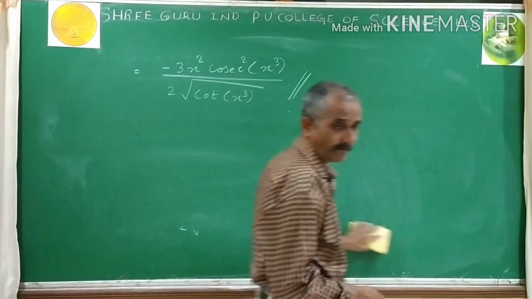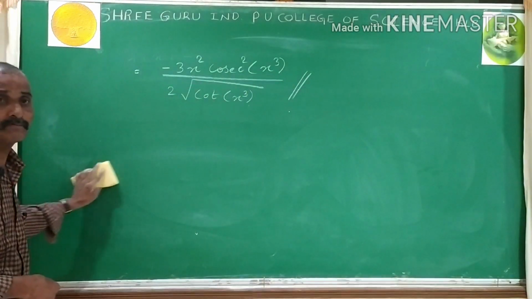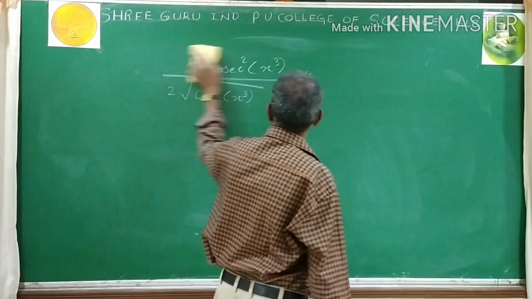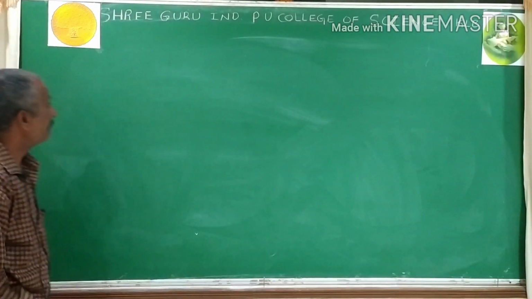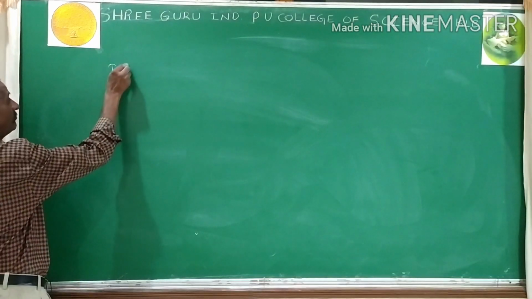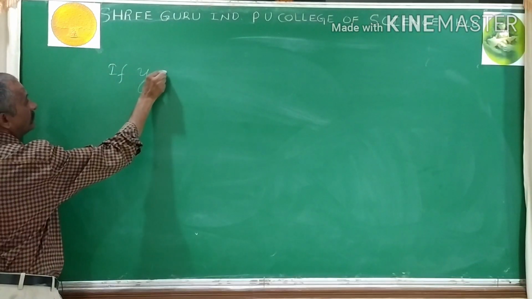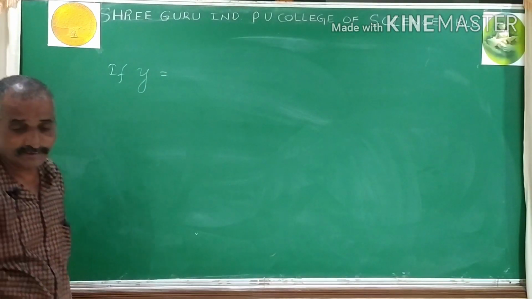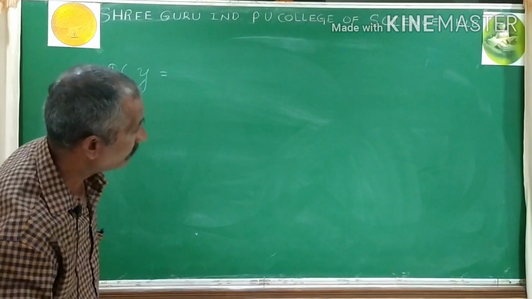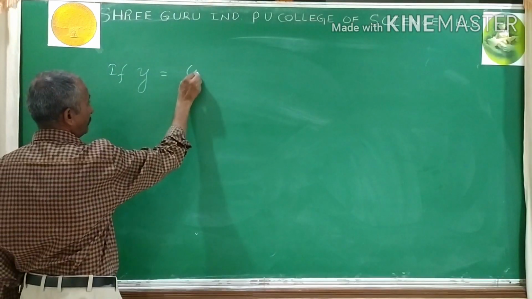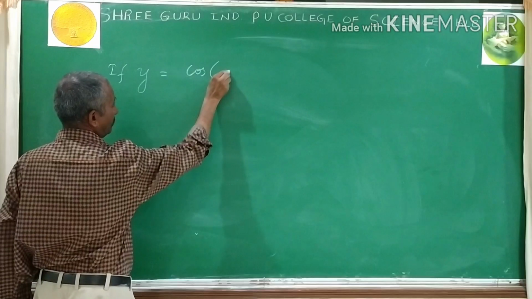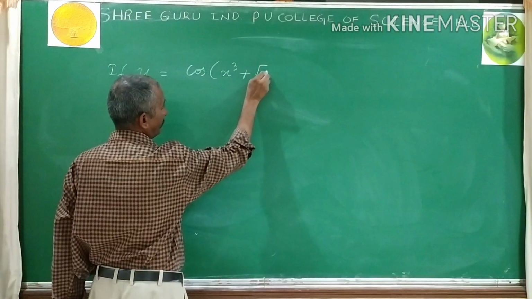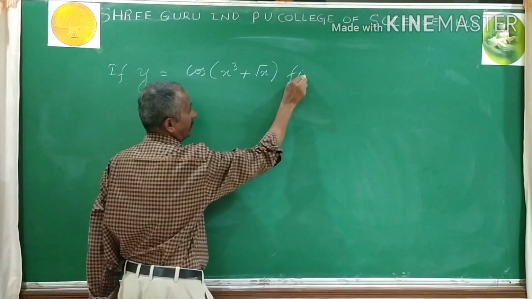Next problem. So the next question in composite function differentiation: if y equals cos of x cube plus root x, then find dy by dx.